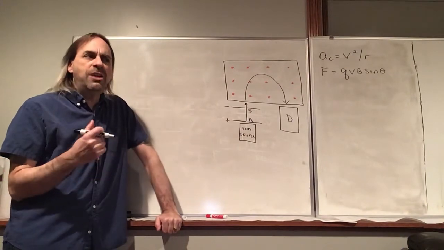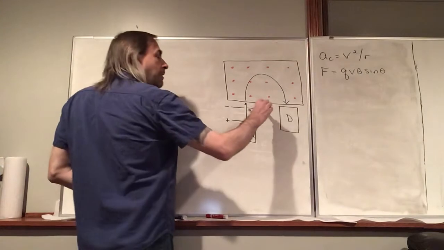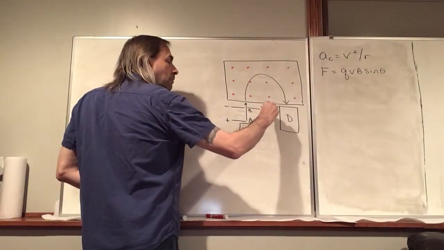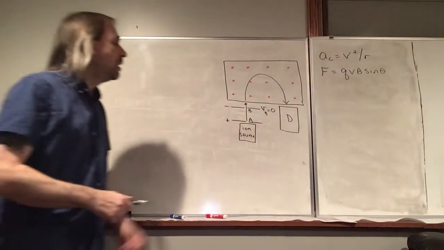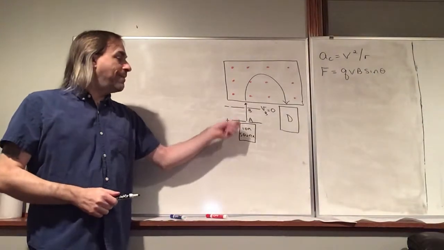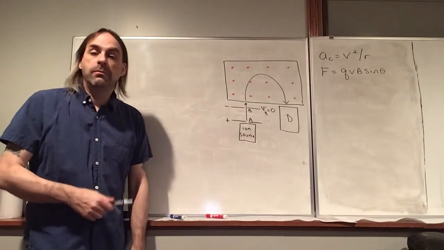Now remember, potential goes from high to low. So let's say that the potential at B is 0 and the potential at A is some value. We want this potential at A to be fairly high so we can have a strong electric field and get this beam moving pretty quickly.